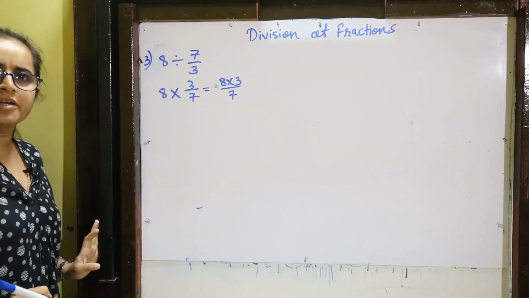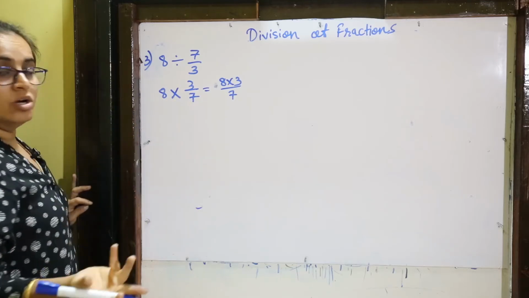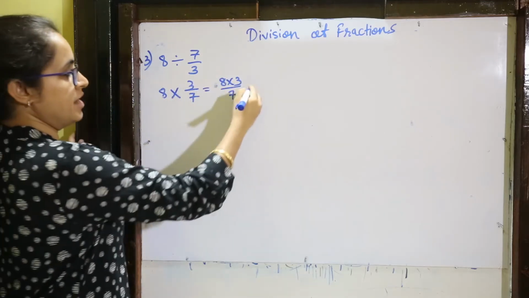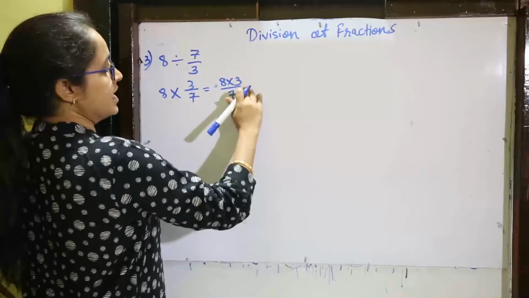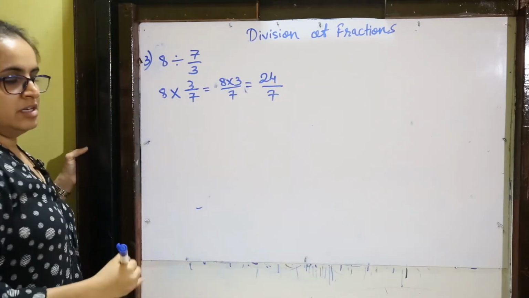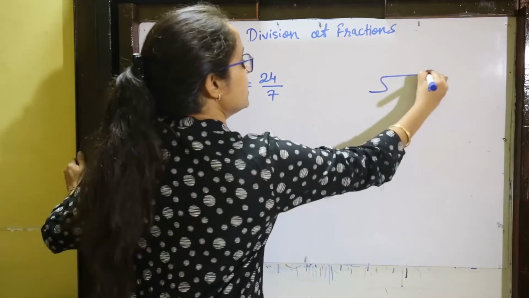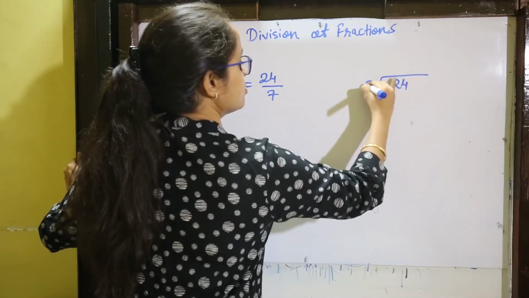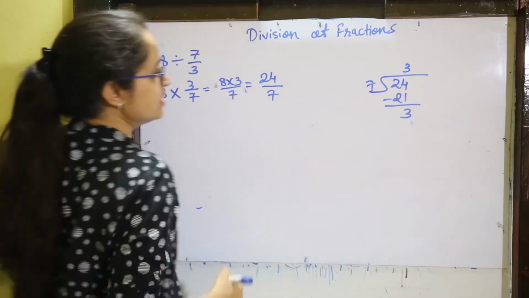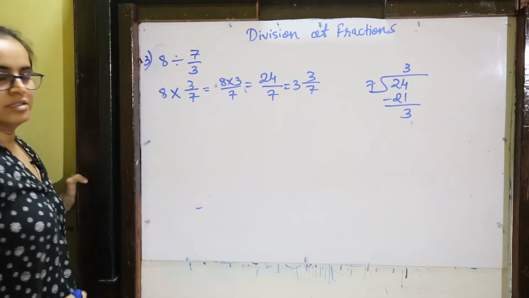Why do we do 8 multiplied by? Because there is no common number. So there is no common factor between 8 and 7. So multiply numerator with the numerator. So that is 24 upon 7. Now this is improper fraction. So convert it into mixed number fraction. So 7 3s are 21 and the answer is 3 3 upon 7.